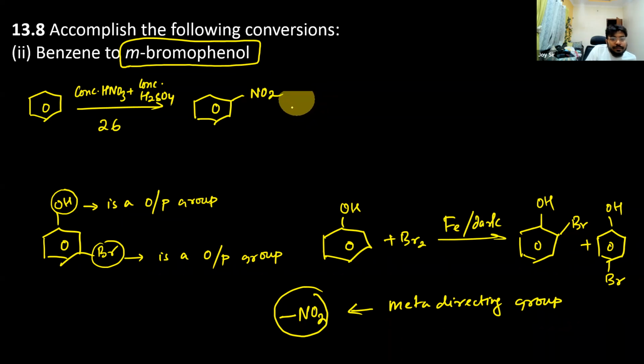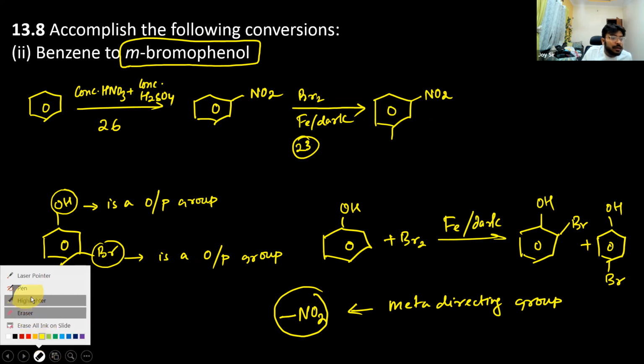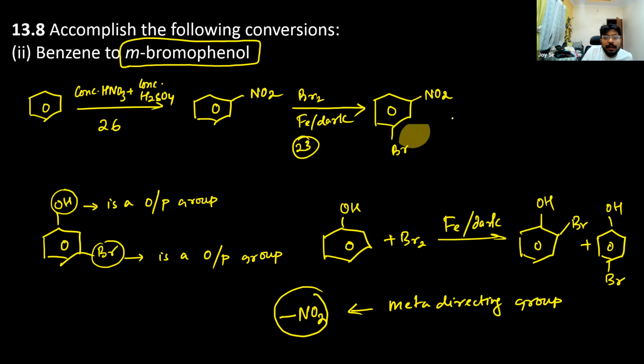We give it bromine in the presence of Fe dark. This is the 23rd reaction in the series. The bromine will go to the meta position. Why the meta position? Because NO2 is a meta directing group. This is the ortho position, and this is our meta position. So the bromine will go to the meta position, and it will become bromine there.